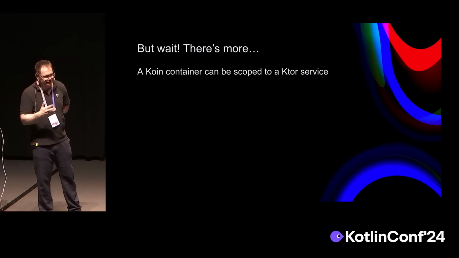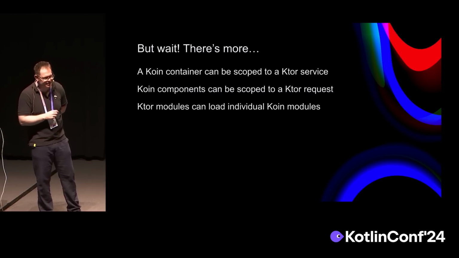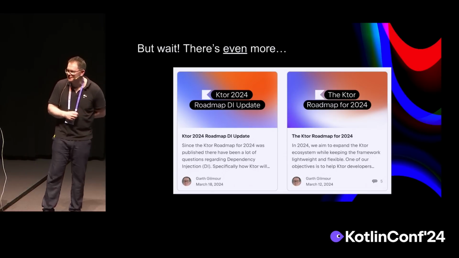A Koin container can be scoped to an individual Ktor service. Koin components can live just for the scope of a single request. Modules in Ktor can load individual modules in Koin. And a Koin container has its own events that get published, and you can subscribe to those. Lots of extra functionality that you could use if you like.